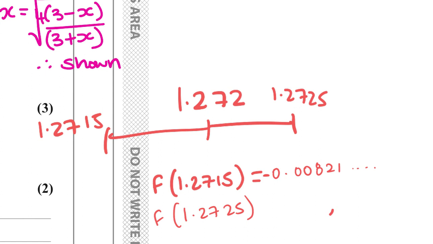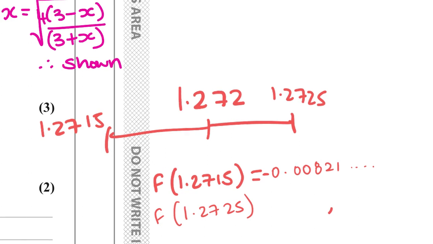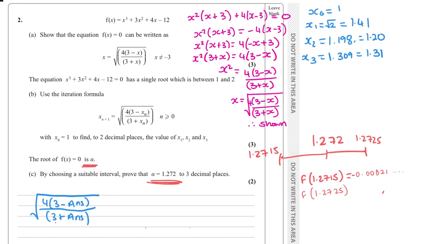And now if I do f of 1.2725 equals. So I'm going to have answer cubed, and then I forgot the rest of the question, plus 3 times answer squared, plus 4 times answer minus 12 equals 0.00827. I don't know why there's a comma there. Okay, so we can see we have a positive and a negative.